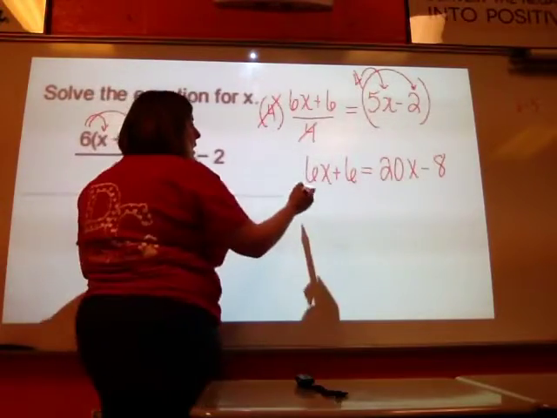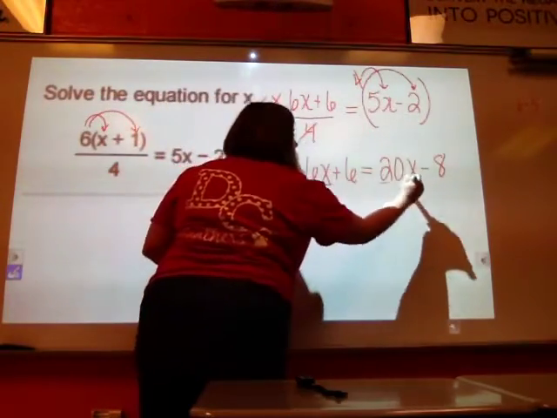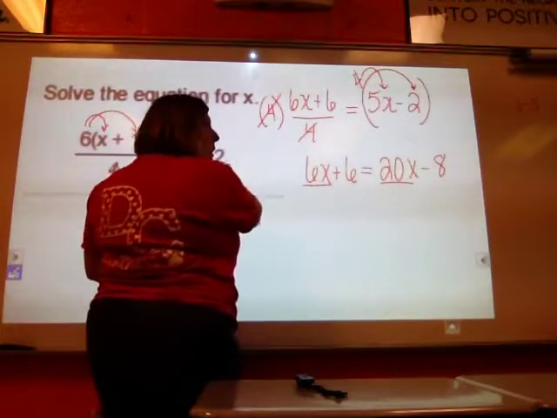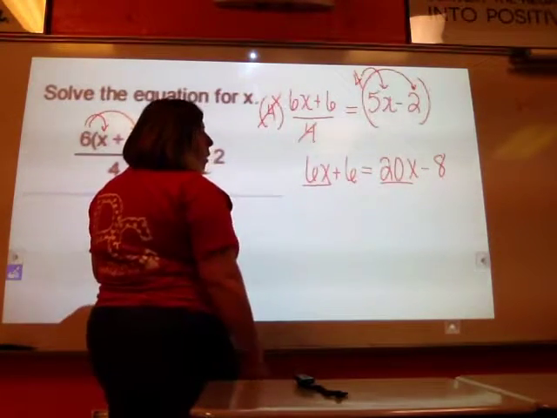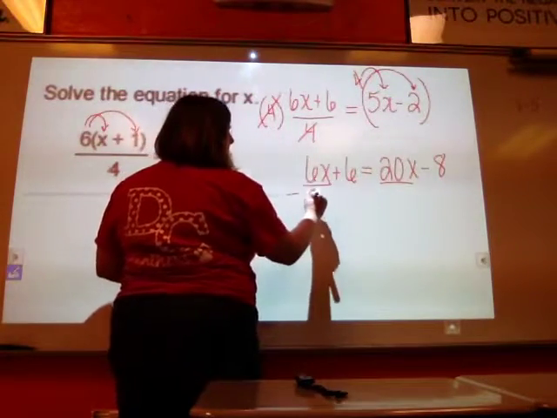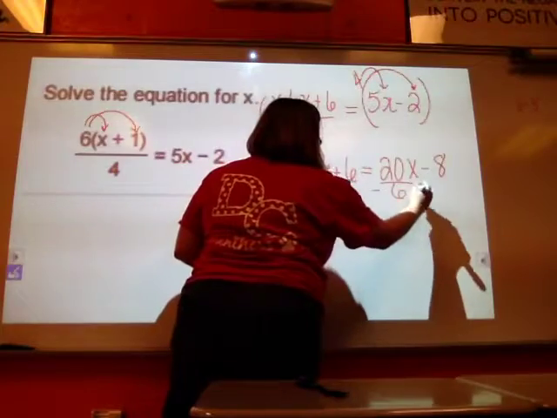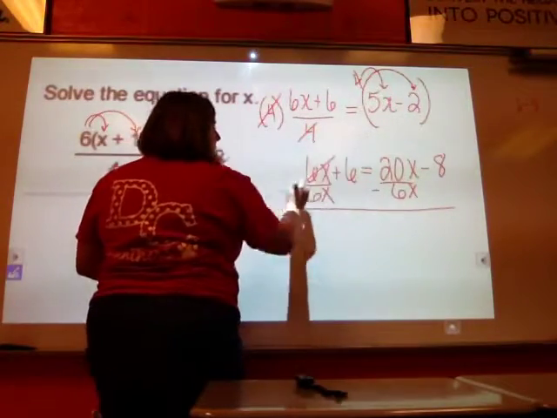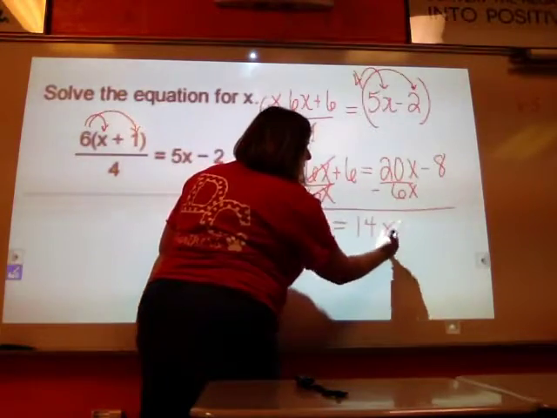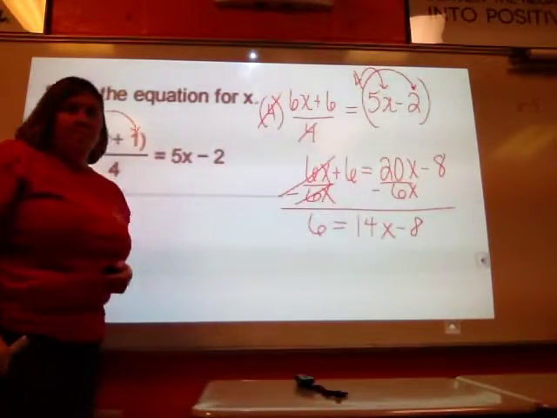So I can combine my like terms. There's a 6x and a 20x. I need to move it to the other side, so I've got to inverse my operation. So let's subtract 6x from both sides. So that when I do that, those are going to cancel, and it's going to leave me with 6 is equal to 14x minus 8.